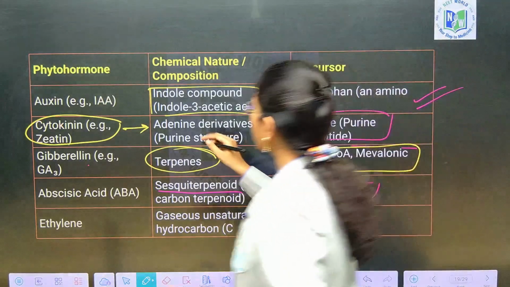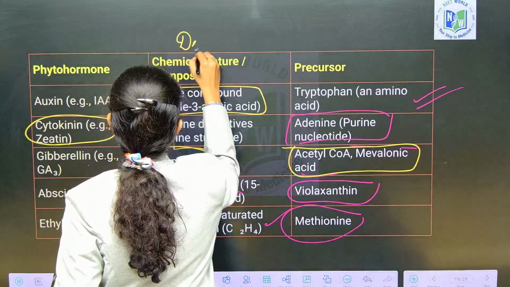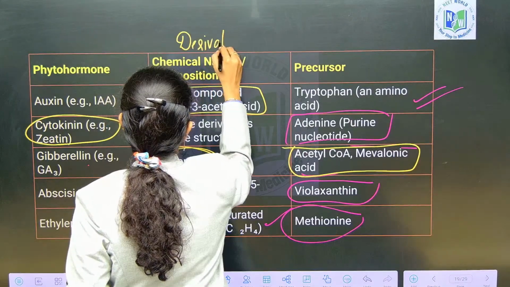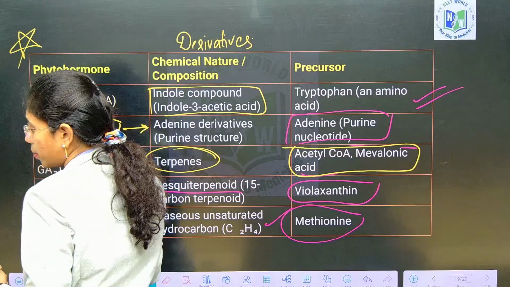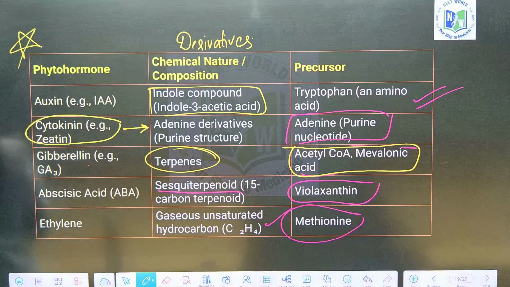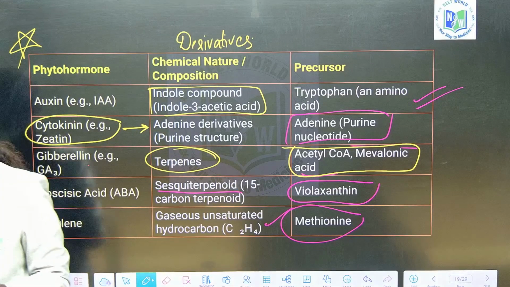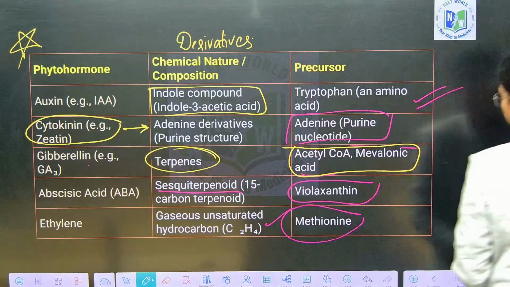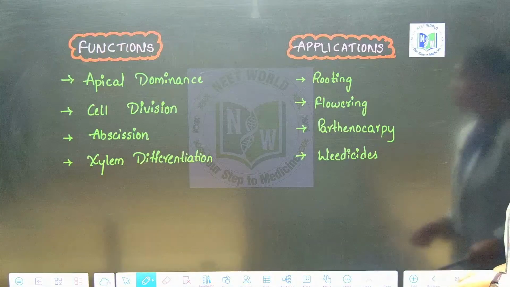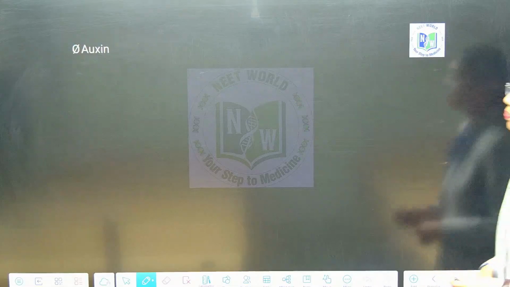Chemical composition, you can also address this as derivatives of the phytohormones. This table is very important. Take a screenshot, revise it multiple times. You can see whole lot of PYQs on this. Very important. Fine. Now, we will exercise each hormone one by one. First, we will move on with auxin.